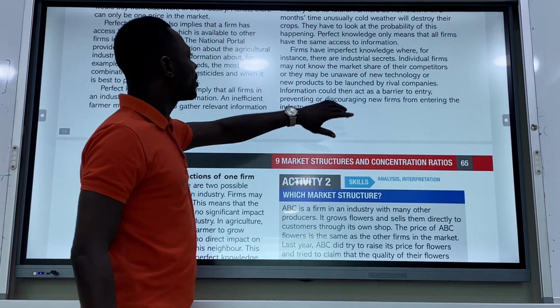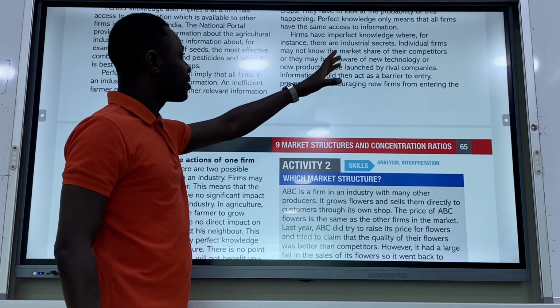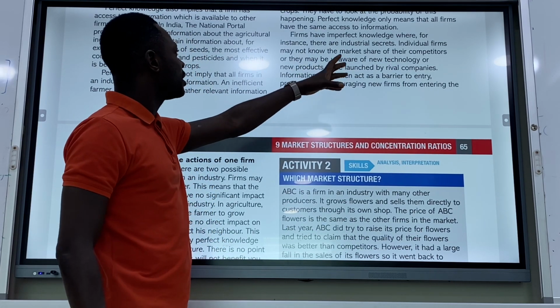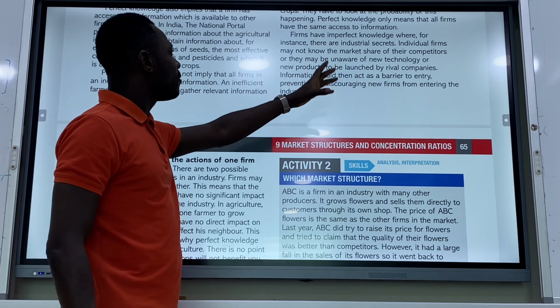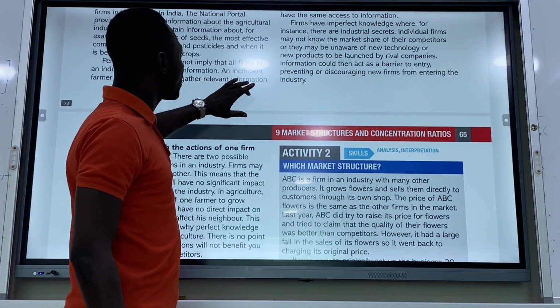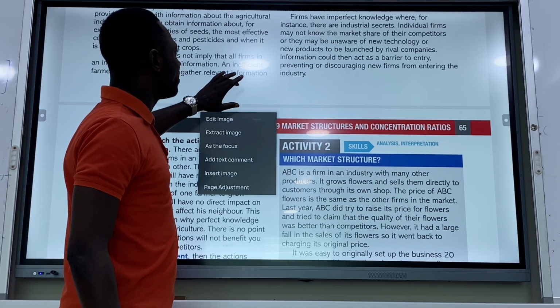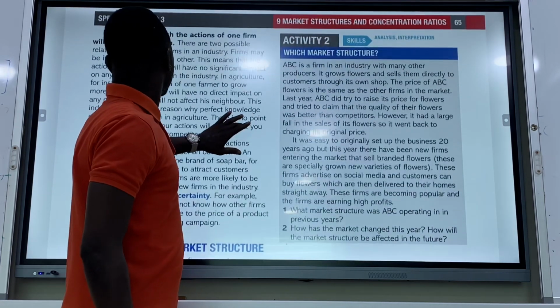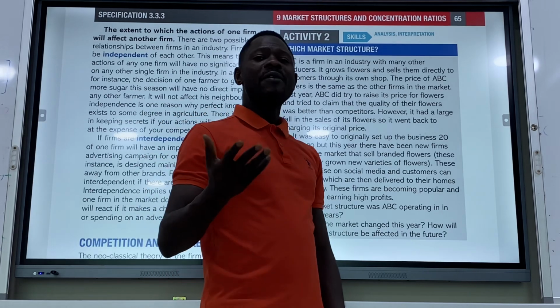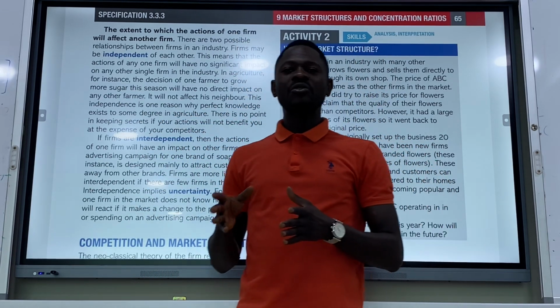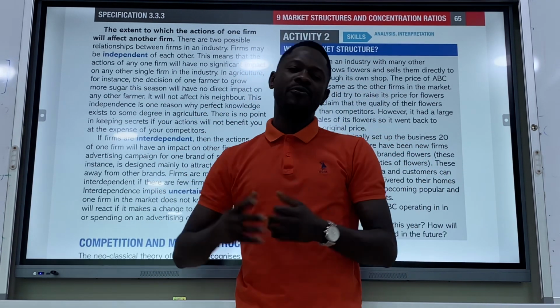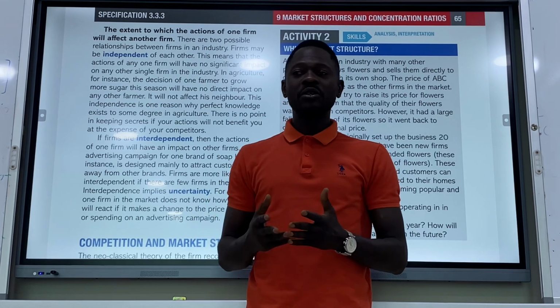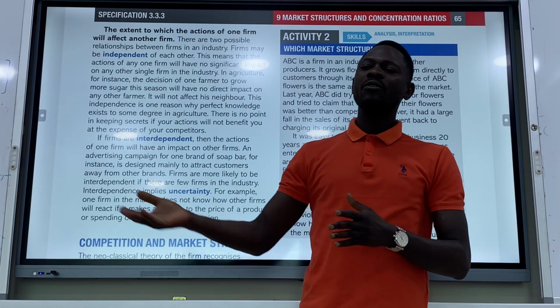So firms have imperfect knowledge where, for instance, there are industrial secrets. Individual firms do not know the market share of their competitors, or they may be unaware of new technology or new products to be launched by rival companies. Information could then act as a barrier to entry, preventing or discouraging new firms from entering the industry. So there is imperfect knowledge when firms in that industry do not have equal information, and because there is no equal information, it could act as a barrier for new entrants.